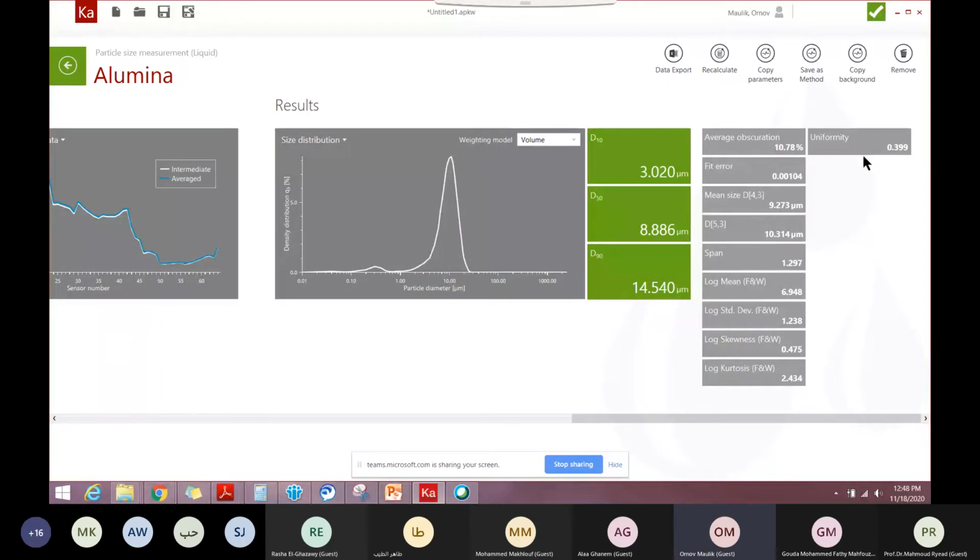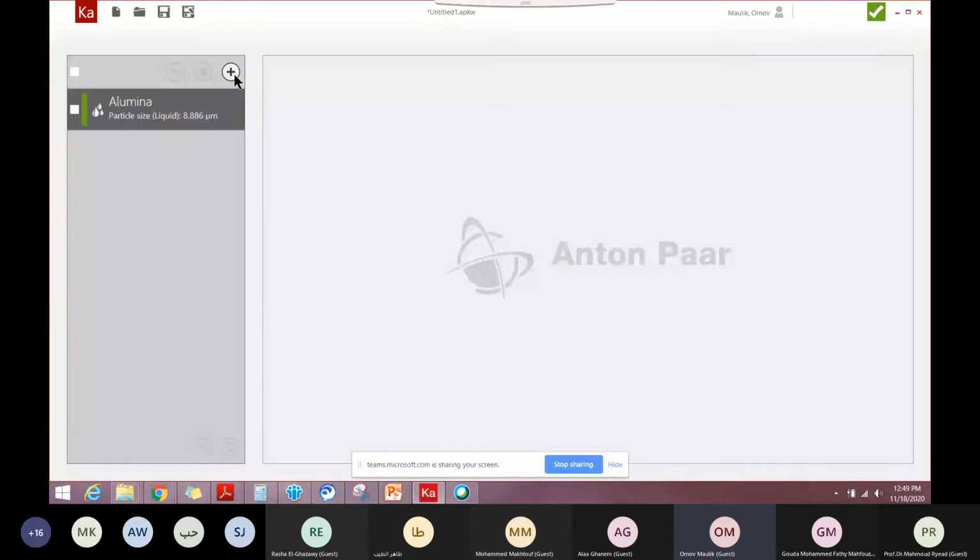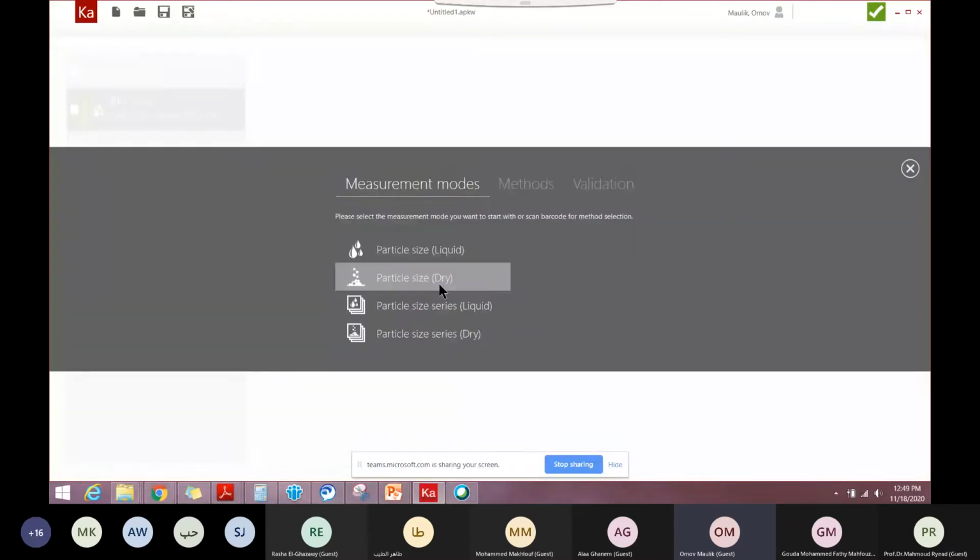Uniformity is something which is very important, especially for a bitumen emulsion. In case you want to check whether your emulsion is stable or not, you can use this uniformity data in order to determine it. Similarly, we also have a dry measurement mode, which you can see from here.